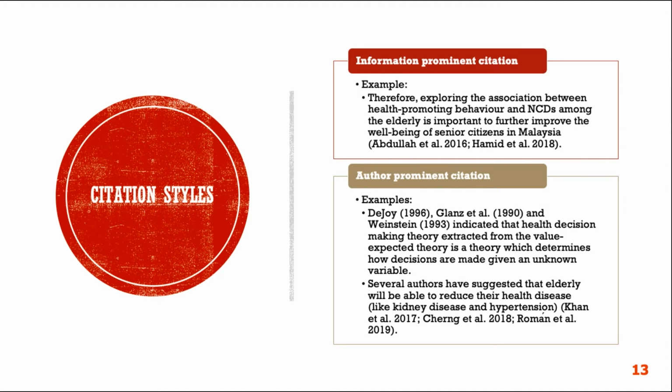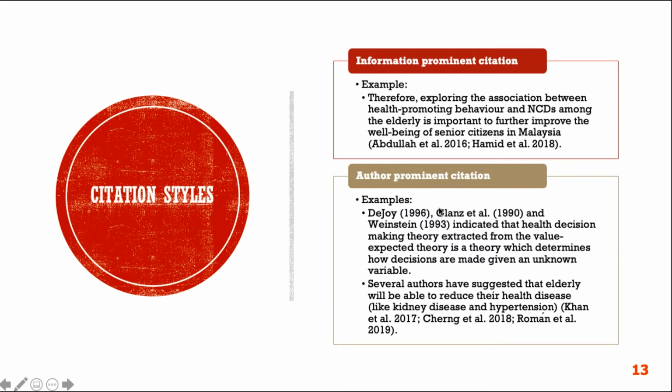For example, we have information prominent citation, where your citation is focused more on the information provided rather than the author. For example, this sentence: exploring the association between health promoting behavior and non-communicable diseases among the elderly is important to further improve the well-being of senior citizens in Malaysia. So here we are not focusing on the authors, but on the information.